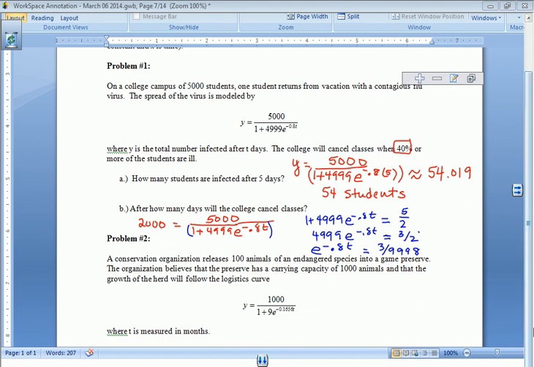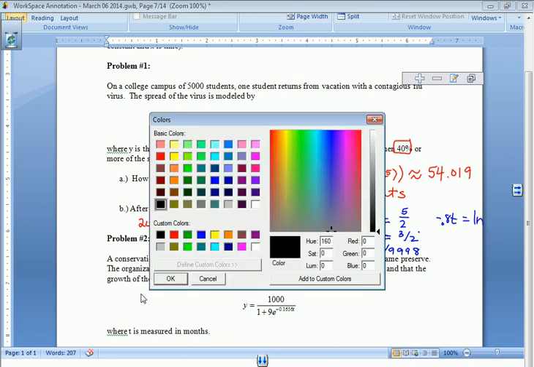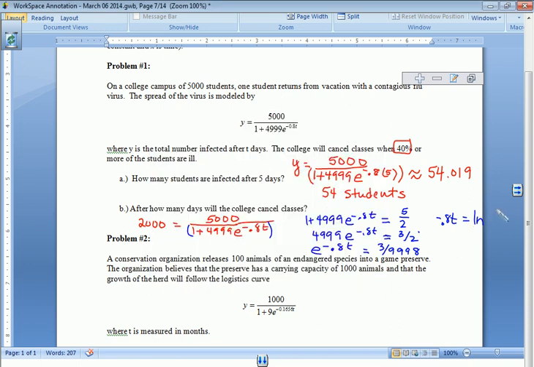Okay, guys, now what do I do? Natural log. So it's going to give me over here negative 0.8t, because the natural log of e is just 1, right? Is equal to the natural log. I'm going to switch colors here. I'm going to have to pick a color we can see over in the gray. Okay. So I'm going to say the natural log of 3 over 9,998. And then I'm going to divide by the negative 0.8.